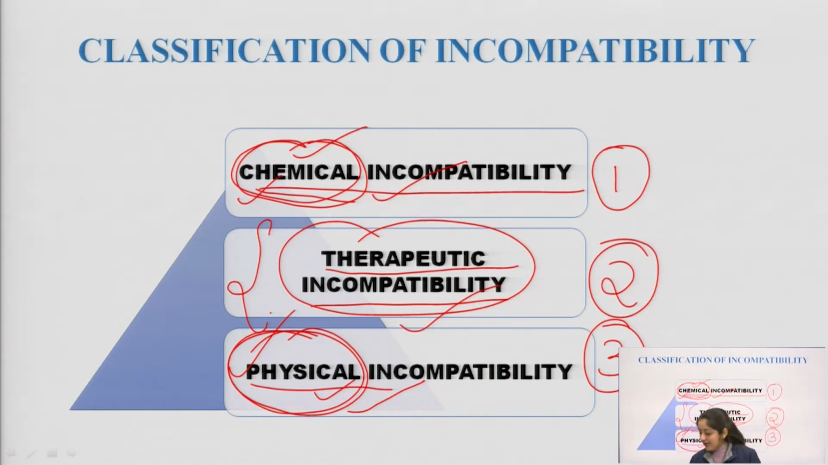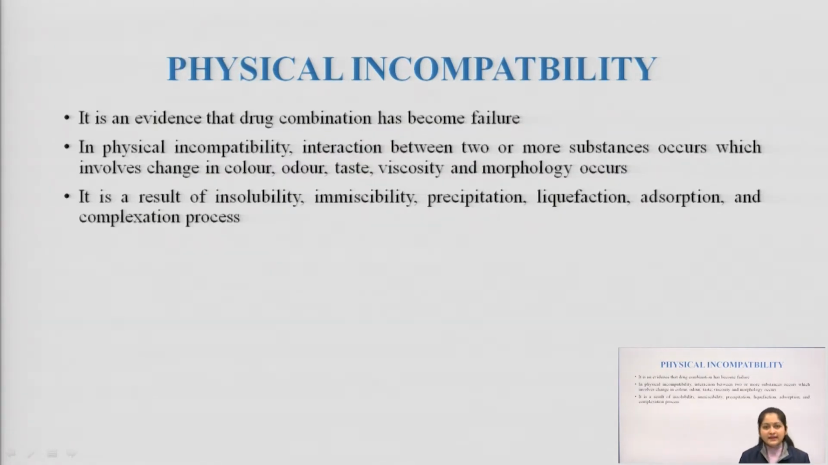Moving on to the next slide. Let us understand physical incompatibility in a more detailed manner. Physical incompatibility is evidence that the drug combination has become a failure. So, whenever we get a physical incompatibility, we have to come to the conclusion that whatever combination of medicaments we are making is completely a failure.